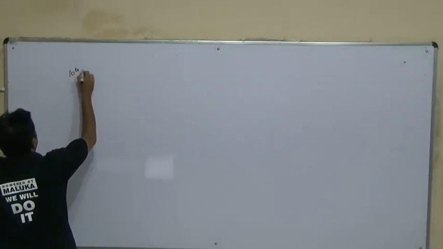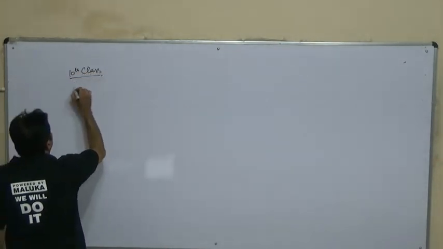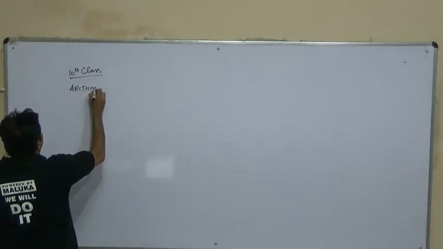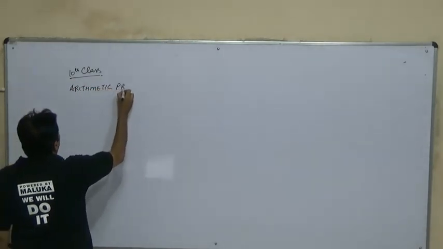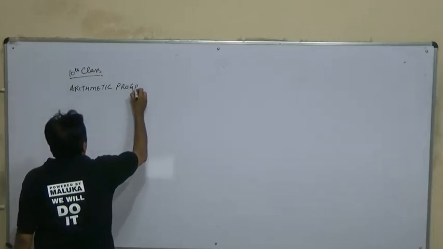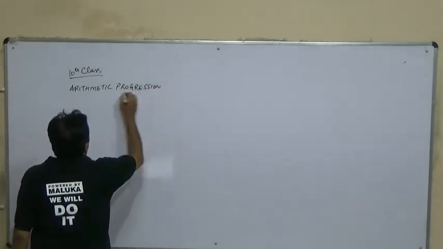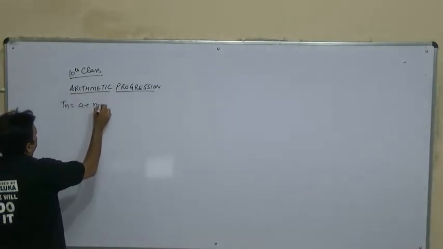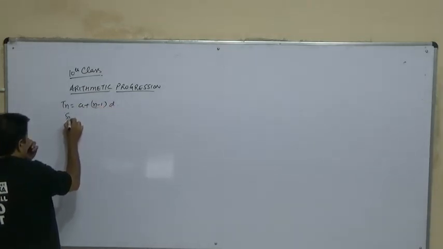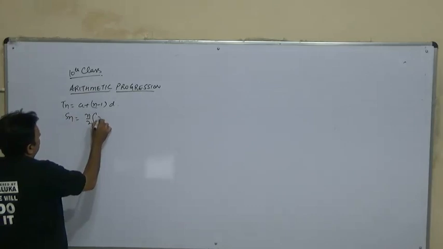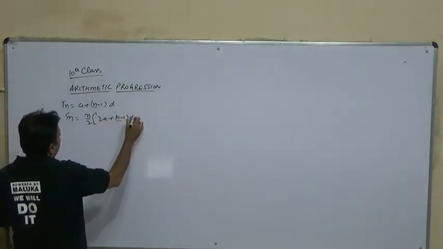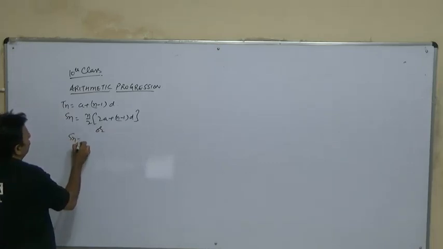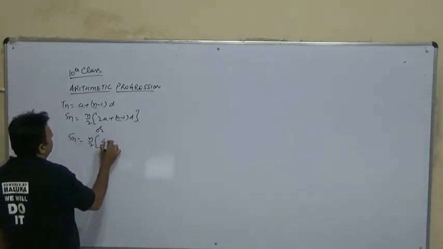So, this is 10th class, topic is arithmetic progression. We find the general term is given by Tn is equal to a plus n minus 1 into d, and Sn is equal to n by 2, 2a plus n minus 1 into d, or Sn is equal to n by 2 into a plus Tn.